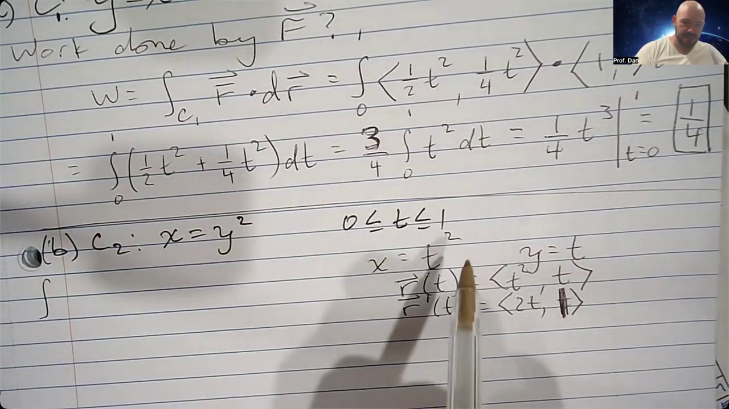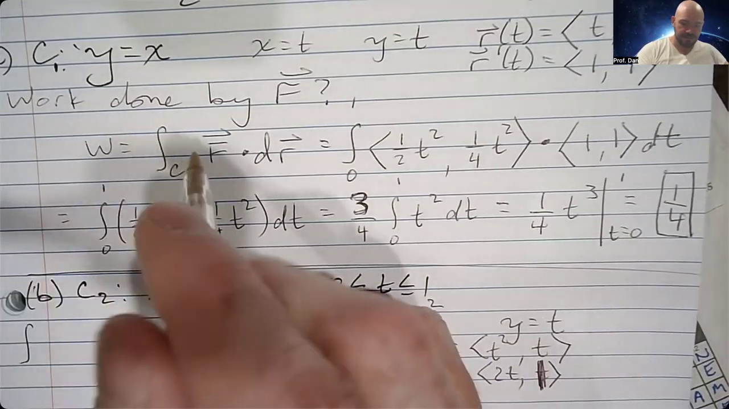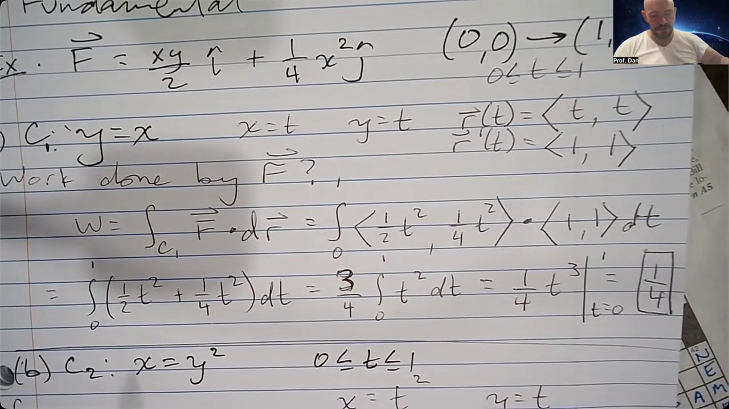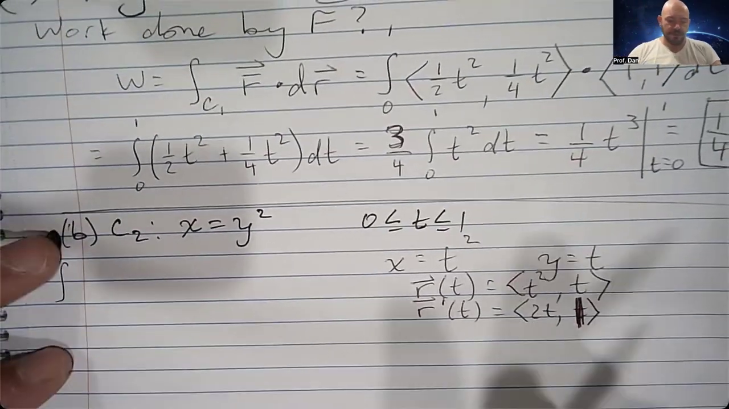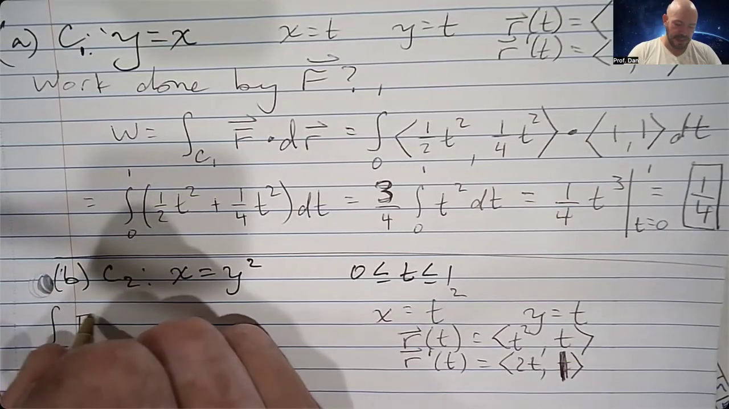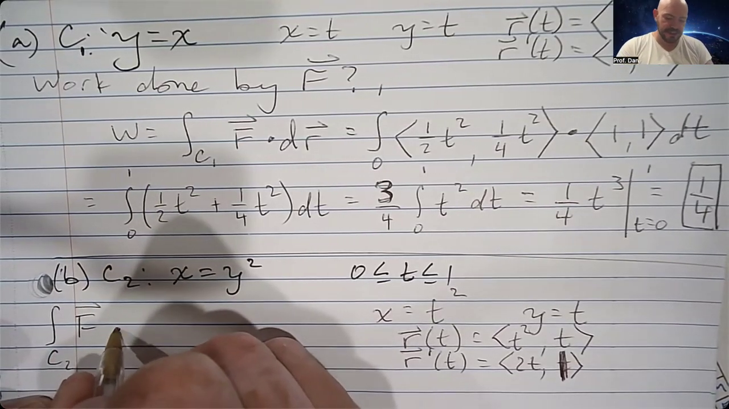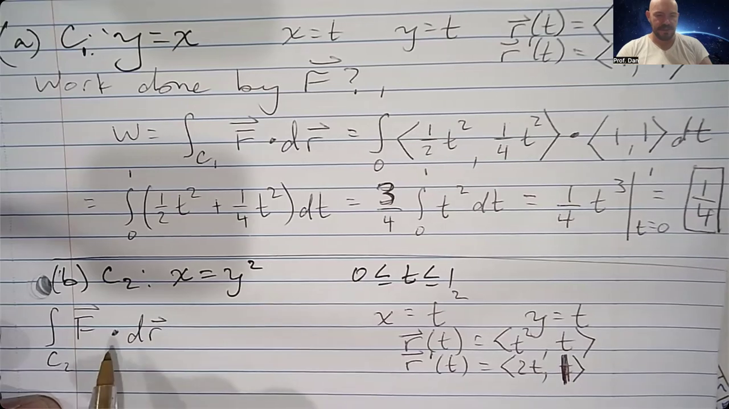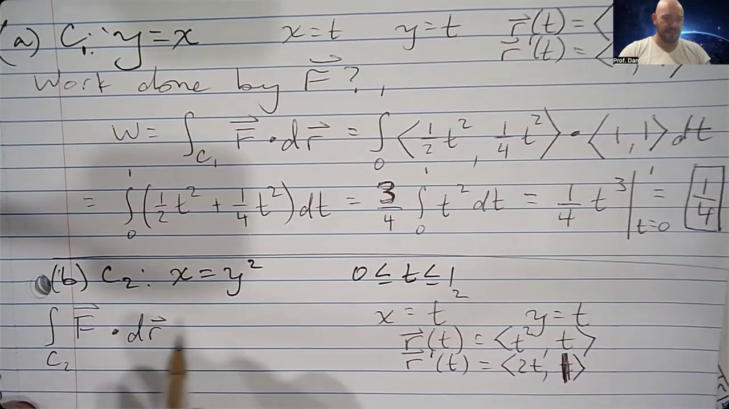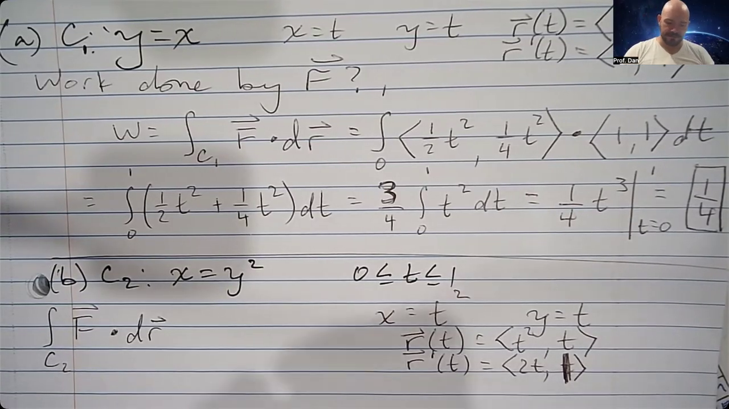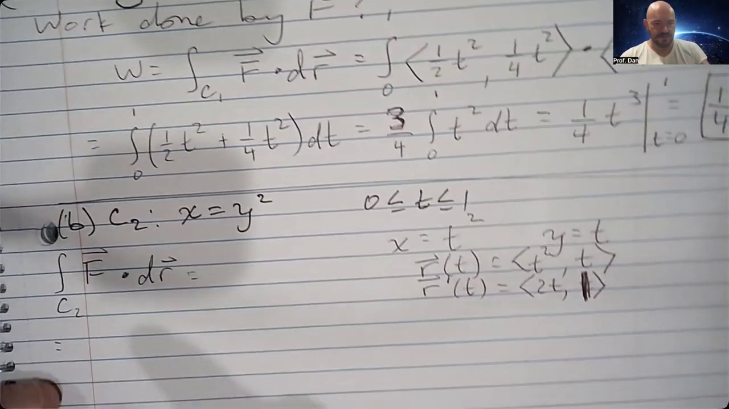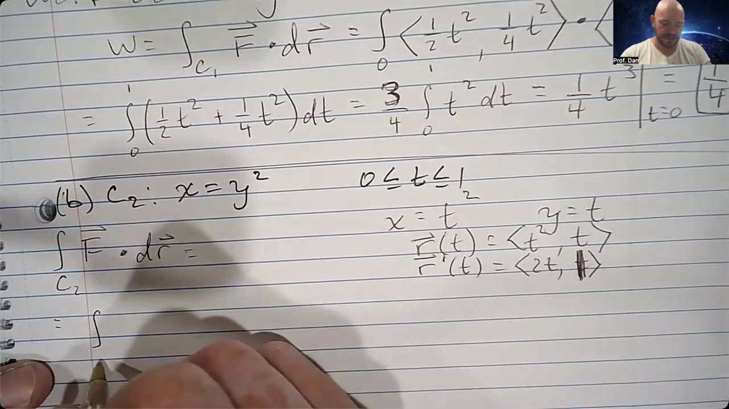keep in mind we do need to rewrite our force field in terms of t again, because we have different parametric equations for this pathway. So with that said, we're taking the integral over C2 of f, the force field dot dr. Remember, dr is just r prime of t dt. We need the vector form because we have the dot product version of the line integral. Right, so no magnitude here. With that said, we know that t is still going to go from 0 to 1.